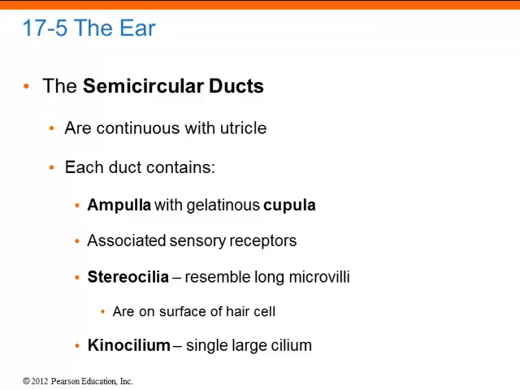Each semicircular duct has a little swelling on one end called the ampulla, and the ampulla has a little heap of cells inside called the cupula, and within the cupula there are specialized cells with stereocilia, which are just really long microvilli actually, and a single large cilium called a kinocilium, which is too much information for the test.